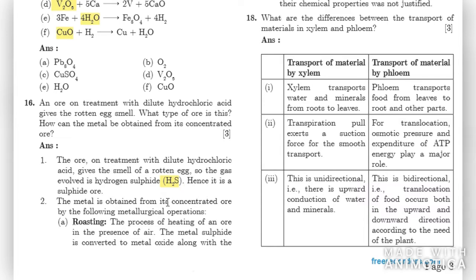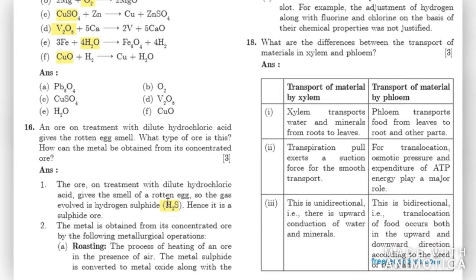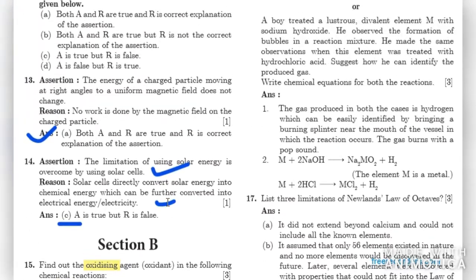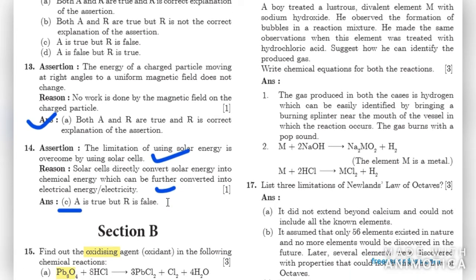Then the second part: this type of ore can be converted to the metal with the help of roasting and calcination. You can write the equation for it in this question. Now question number 17, there is an OR part of it as well.